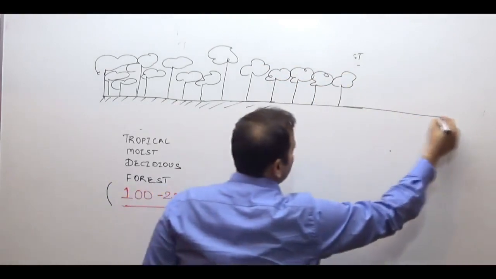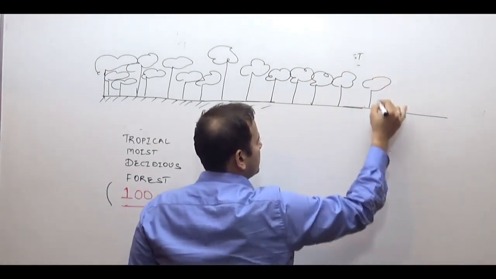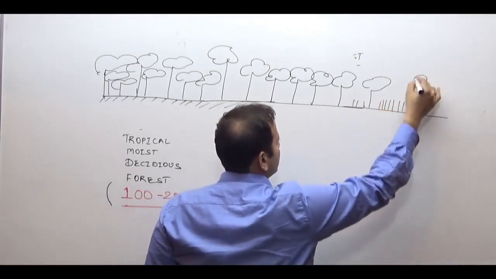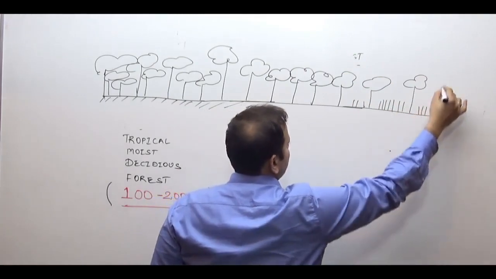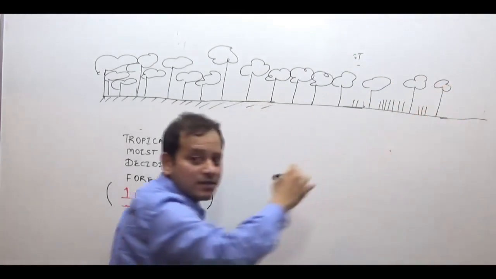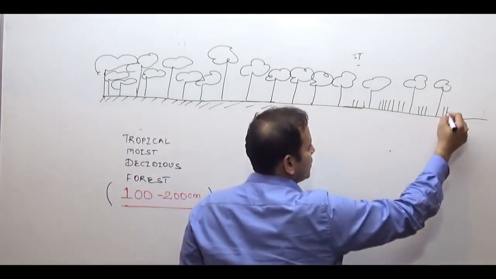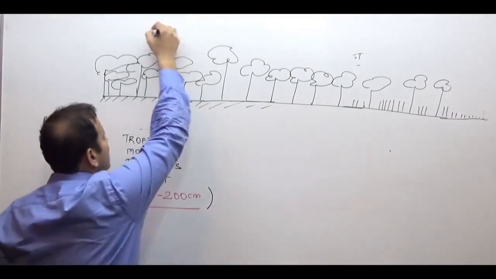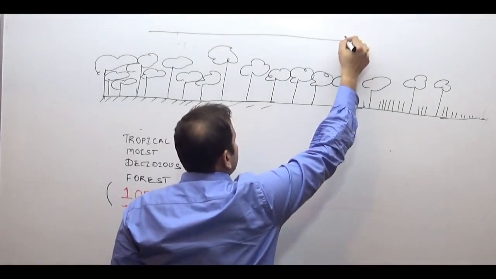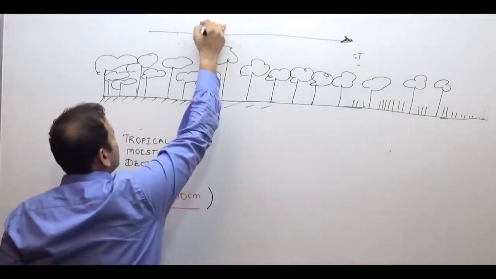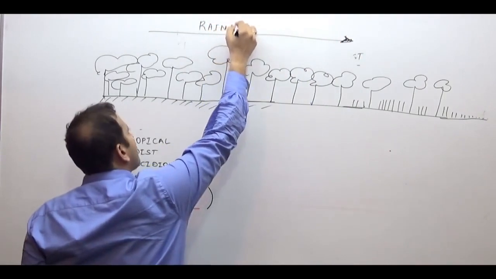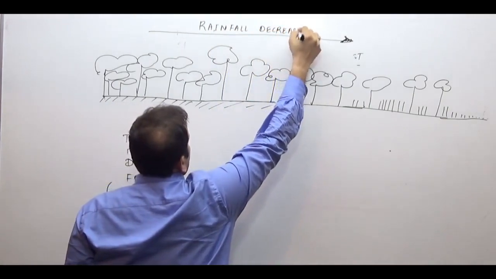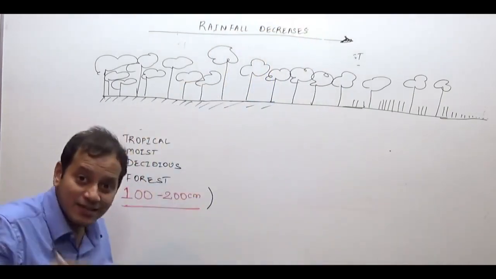Then is the tropical dry deciduous forest. Variety of grass, and then again some tree, grass, tree. And then as the rainfall decreases, you have just grasses, and then even no grass is there. So this is anywhere in the world, this is how the forests will be arranged as rainfall is decreasing in the tropical region.